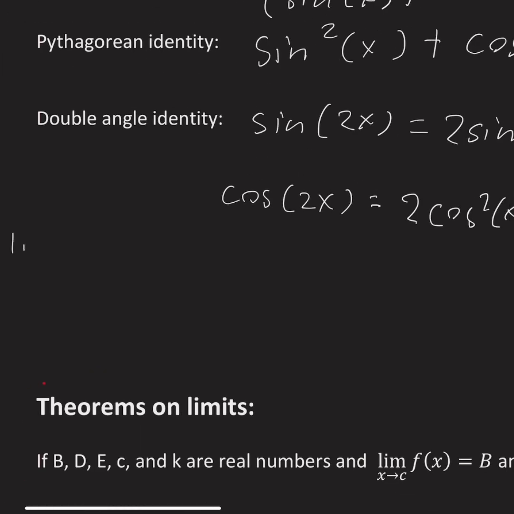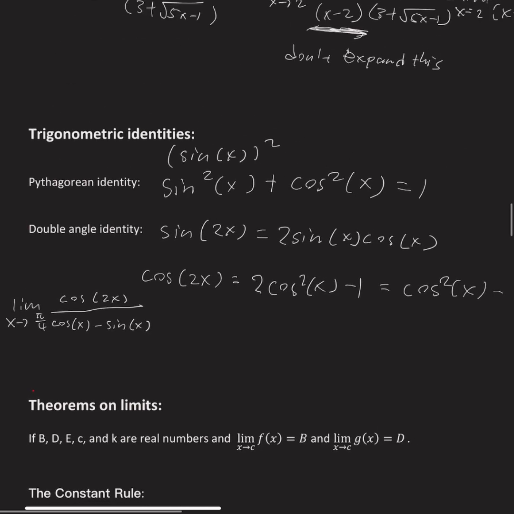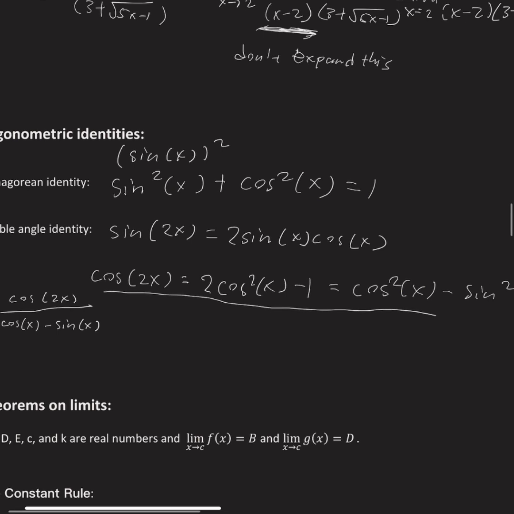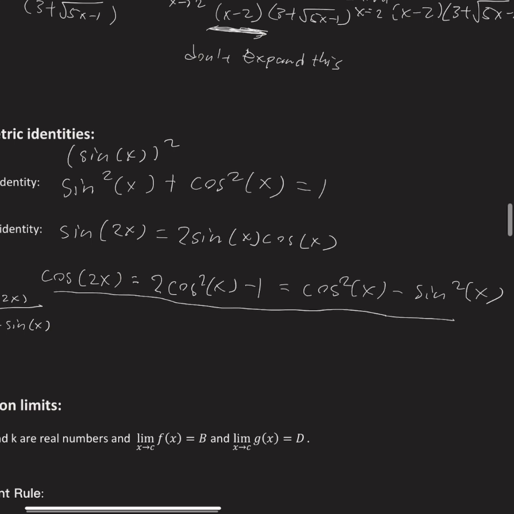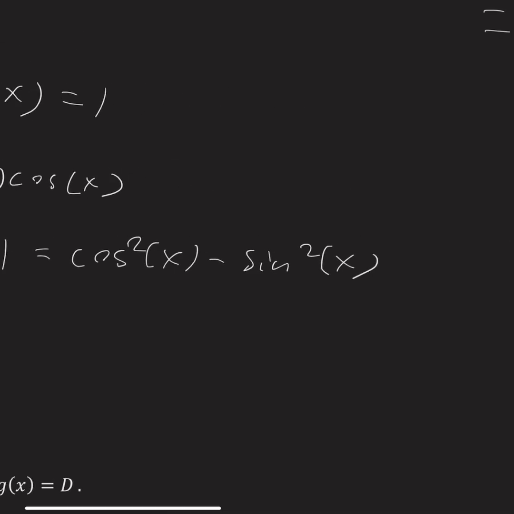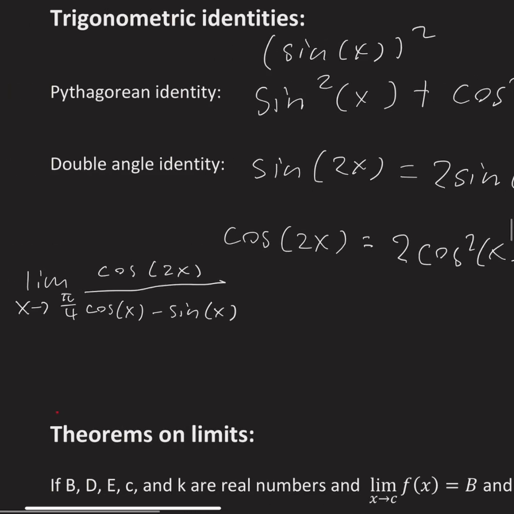Let's say we have the limit as x approaches pi over 4 of cosine of 2x over cosine of x minus sine of x. We see there's a cosine 2x right here, so immediately we should think about these two identities. If these two don't work, we should derive more based on these and see which one we should use. We see cosine x minus sine of x here, and this one is really good because it's a difference of squares and we can factor it out.